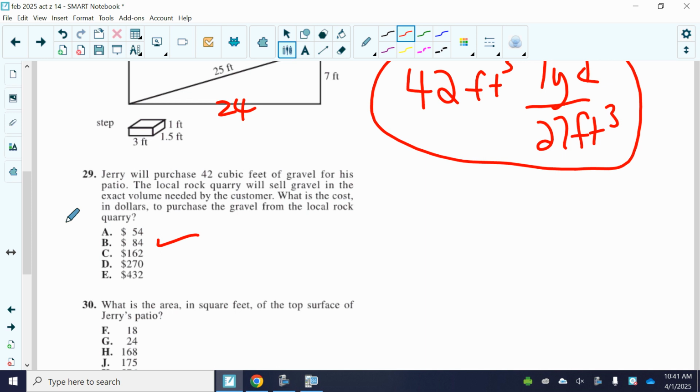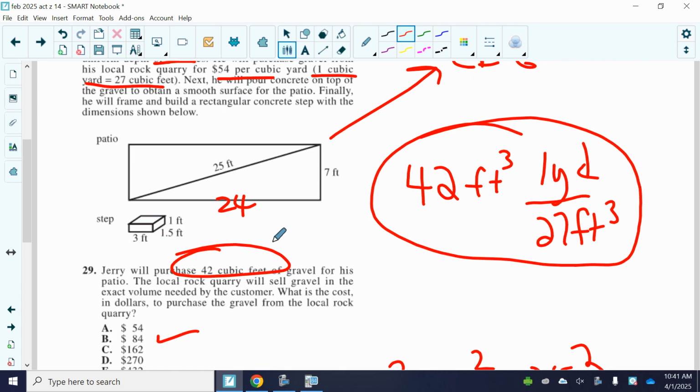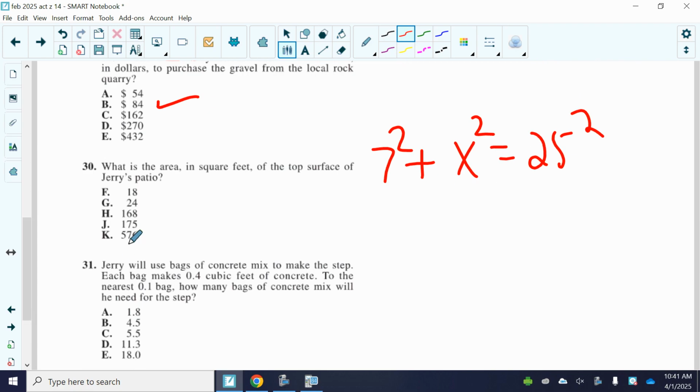They gave it to me. So they told me what it was. I spent a half hour calculating that. Area of the patio is real easy. Use the leg program. 7 squared plus what squared is 25 squared. And I hope my boys saw that right away. Huh? That's one of the reasons we do all that trig. The answer is 7 times 24, which is 168 for that.